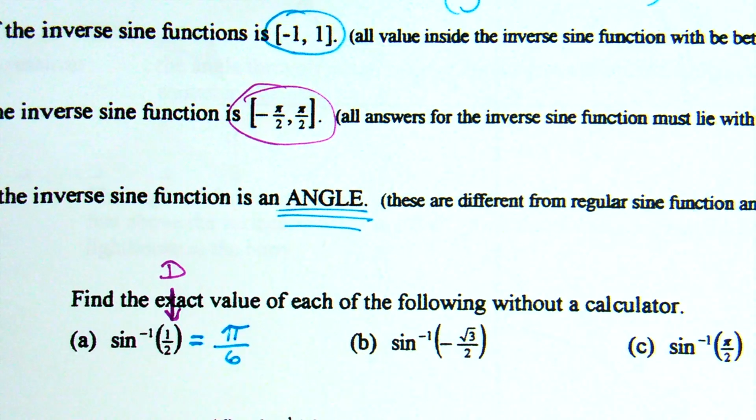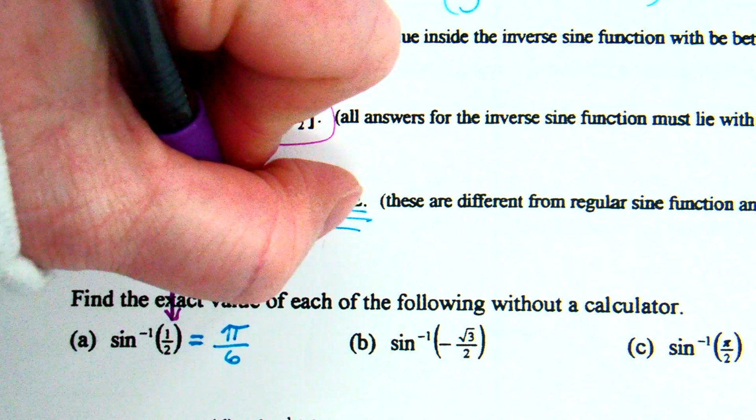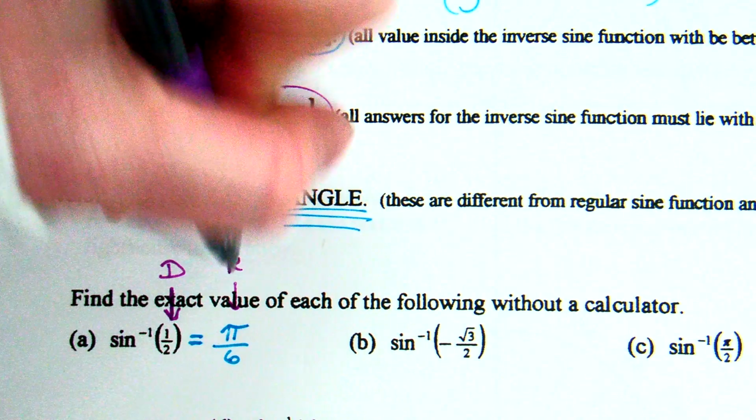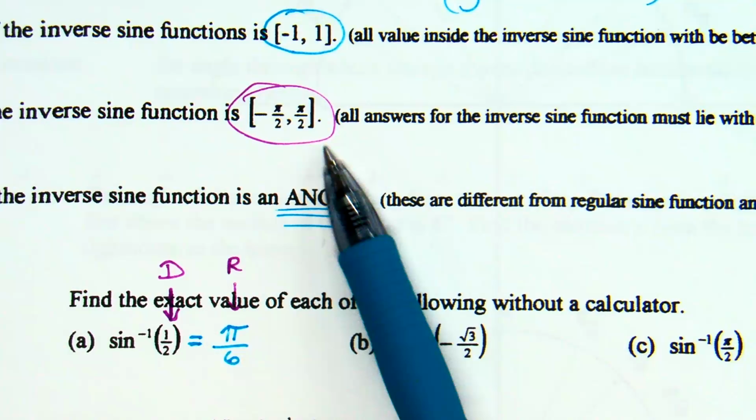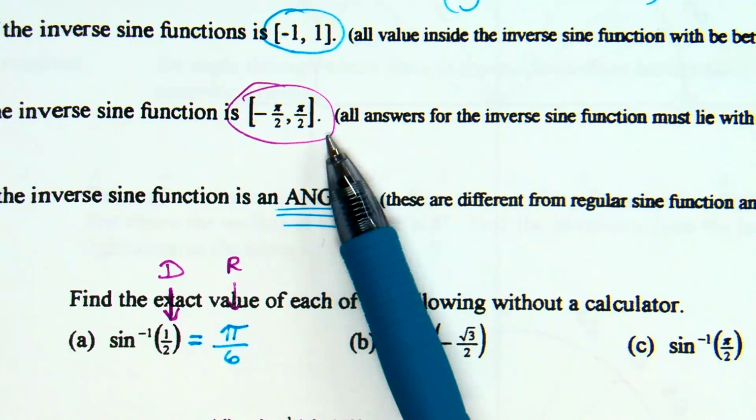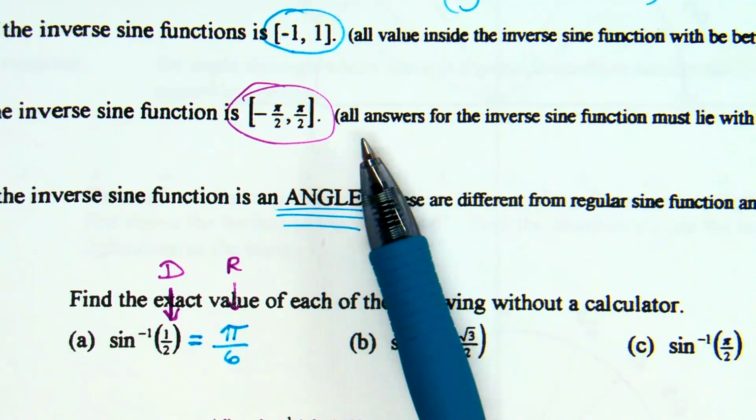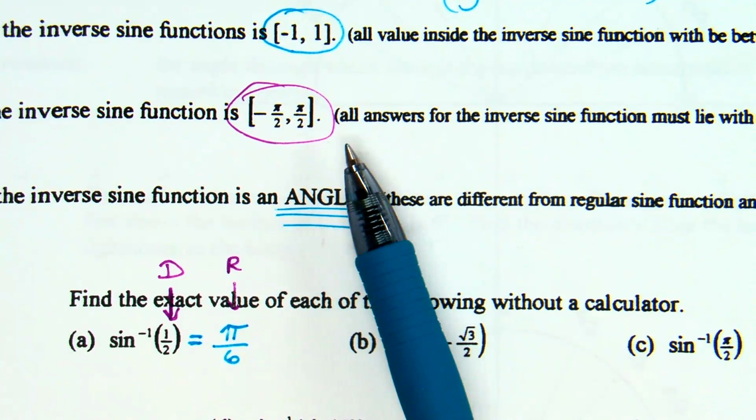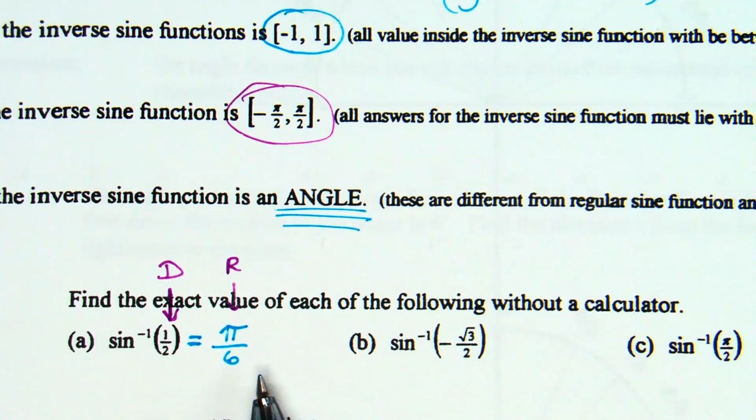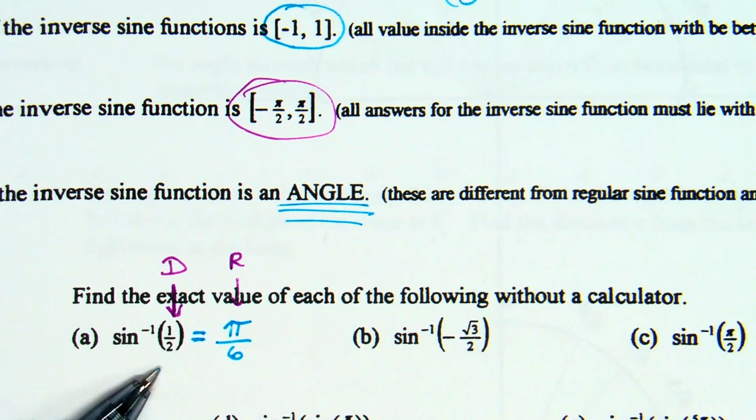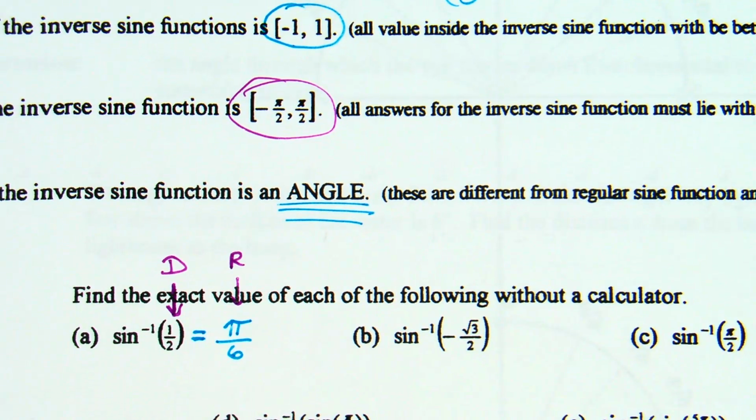Pi over 6. Is that an appropriate range value? My range value is supposed to be something between negative pi over 2 and positive pi over 2, right? So if you drop off the pi's, kind of between -1/2 and positive 1/2. Is 1/6 there? Yeah. And we know this is just a positive 1/2, right? Out of quadrants 3 and 4, where is sine positive? Sine is positive in quadrant 1, yes?